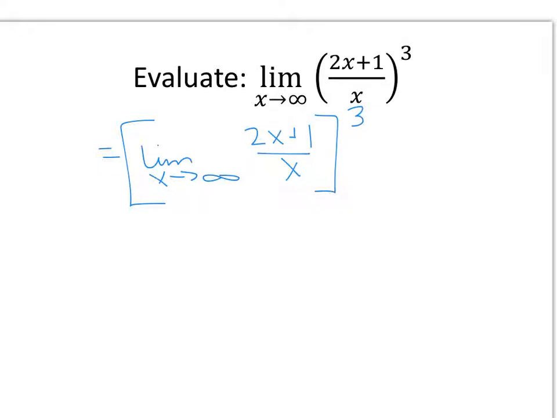I also know that if I'm taking the limit, and the degree of the numerator matches the degree of the denominator, the limit is just equal to the ratio of those coefficients. So in this case, x to the first and x to the first, this is the same. My ratio, 2x to x, is 2, so this limit is just equal to 2, which I'm cubing, and I get 8.